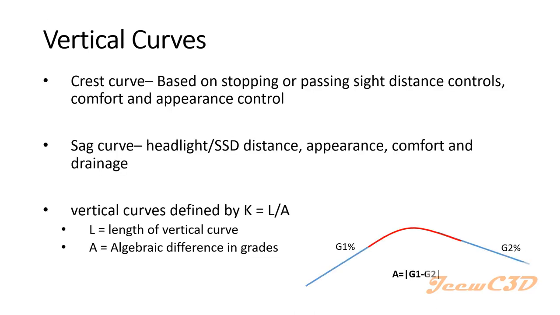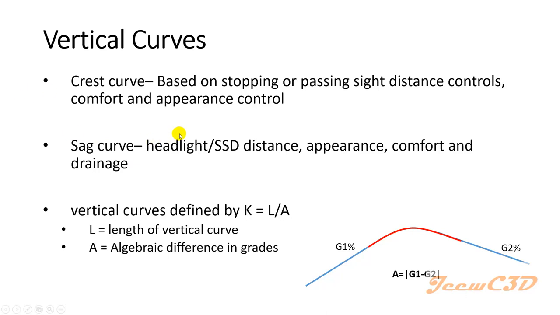Then you have the vertical curves. To connect these two gradients, we have vertical curves. They are called vertical curves. So you can have this type of crest curve. Otherwise, you can have this type of sag curves. In these crest curves, we are dealing with the stopping or passing sight distance and comfort and appearance control. We will be talking about that in a later slide. In the sag curves, if you can remember under the sight distance lesson, we learned about headlight sight distance.